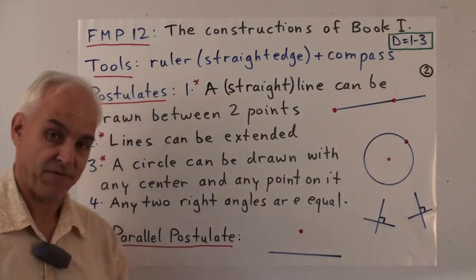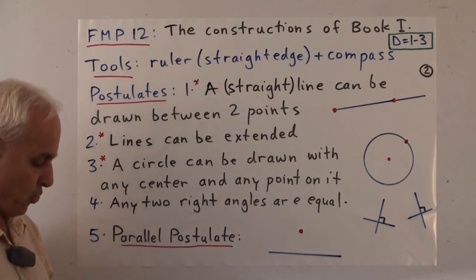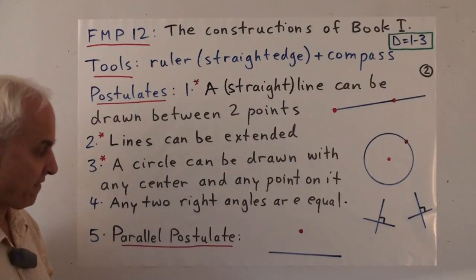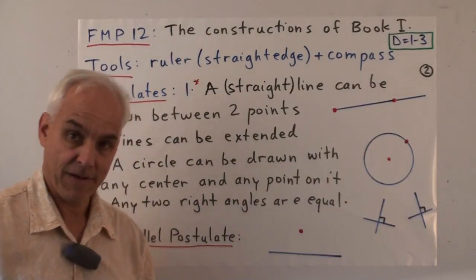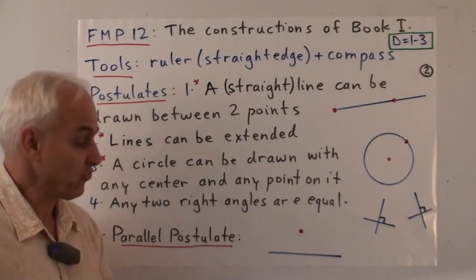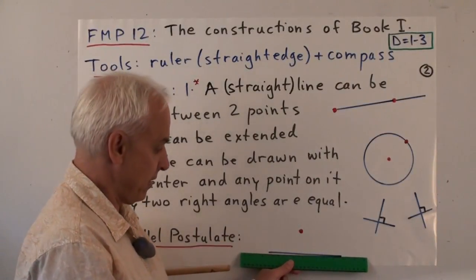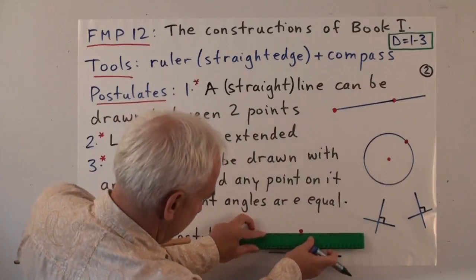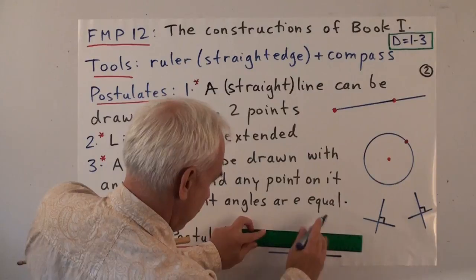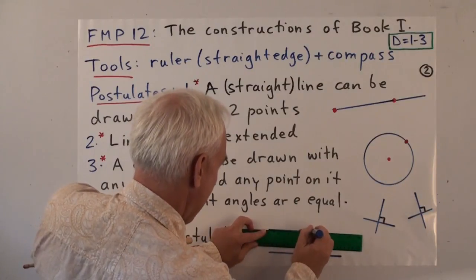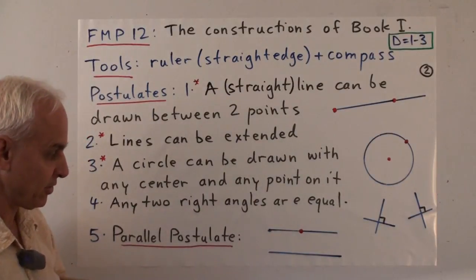And the fifth and most famous and contentious postulate is the parallel postulate, which says that if you have a line and you have a point which is not lying on the line, then there's exactly one line that you can draw through this point which is parallel to the given line. Let's see if I can draw it. That looks about parallel. So there is a line through the given point which is supposedly parallel to this other line.